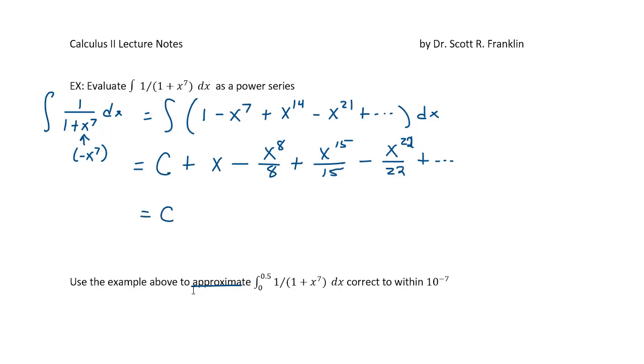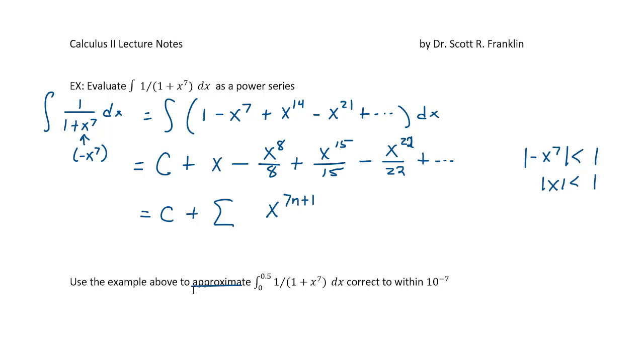Or we could write that in summation notation. Again, the negative x to the 7th in absolute value has to be less than 1, which is the same as saying that the 7th root of 1 is still 1. I might write this as x. These are all 1 more than a multiple of 7.